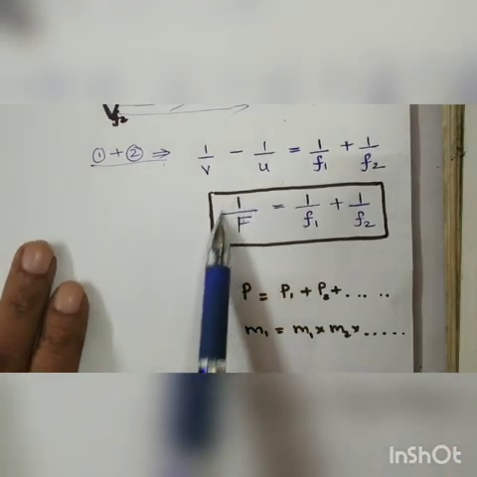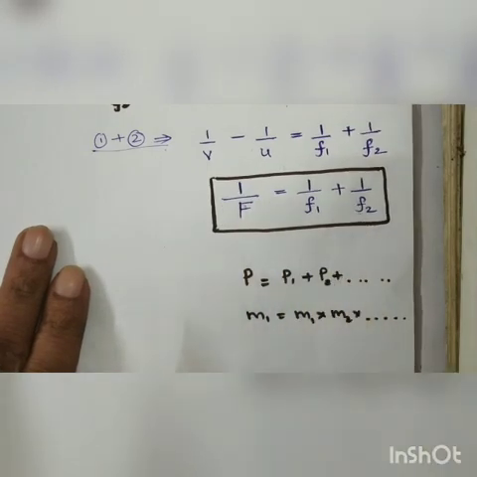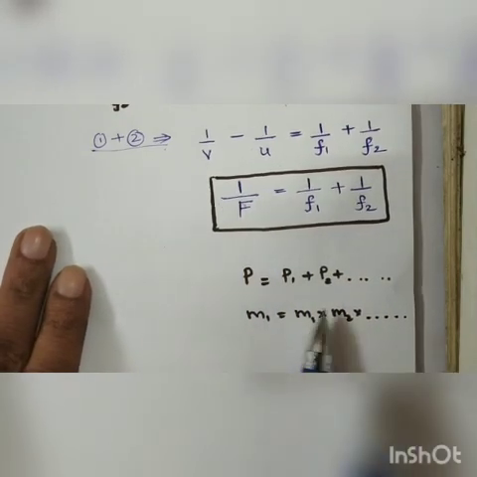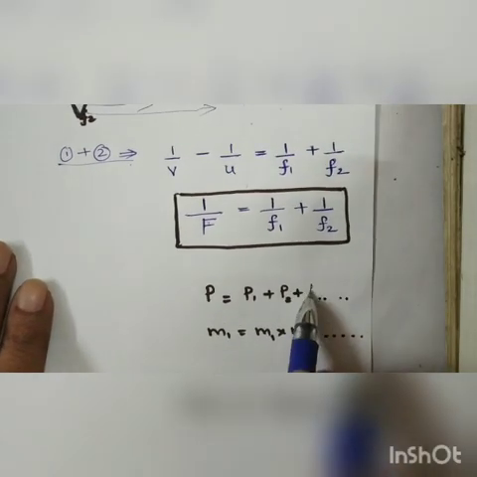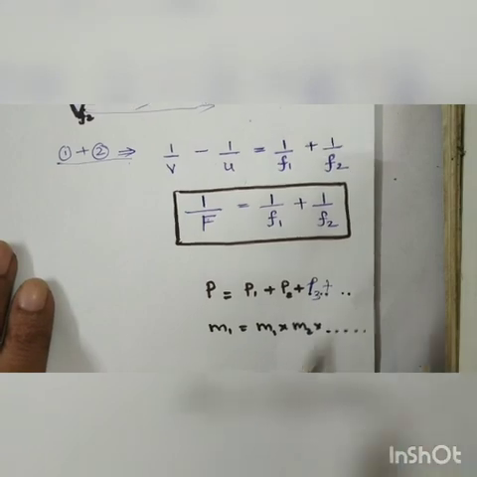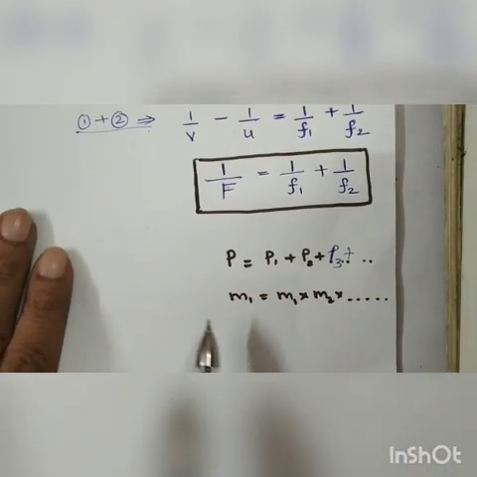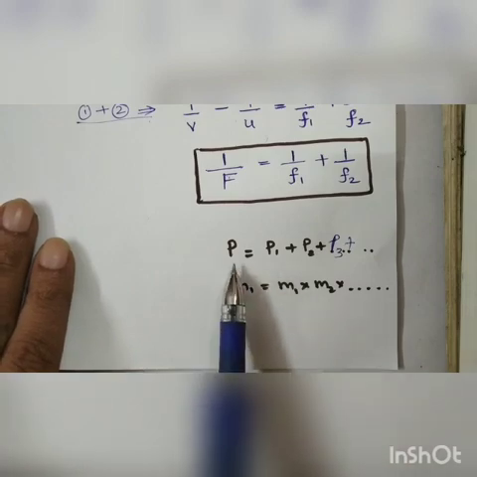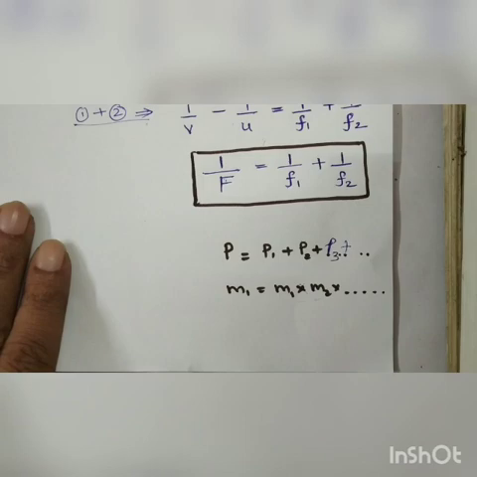So from this we get power of the combination is P1 plus P2. If there are more than 2 lenses, P1 plus P2 plus P3 plus so on. Okay, and if there are more than 2 lenses, what about their magnification? Power you are adding, magnification you have to multiply. Okay.